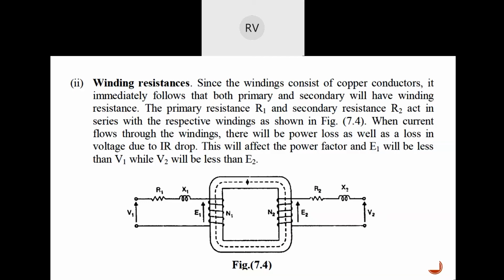When current flows through the windings, there will be a power loss as well as a loss in voltage due to the IR drop. This will affect the power factor, and E1 will be less than V1 while V2 will be less than E2. So from the generated EMFs, you will have a small voltage loss, the IR loss, where R is the resistance and I is the current through the resistance. Because of this voltage drop, the total generated EMF will not be translated to the terminal EMF.